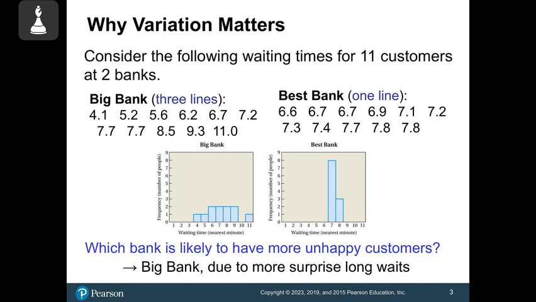And then the question asks, which bank is likely to have more unhappy customers? The answer is going to be Big Bank, because there are more surprise times as far as how long you're going to wait. At Best Bank, you walk in there, you know you're going to spend on average 7 to 8 minutes waiting. If you walk into Big Bank, one day it can be 4 minutes, the next day it can be 11, the next time it can be 8. This one's going to have a lot more of what is called variation.